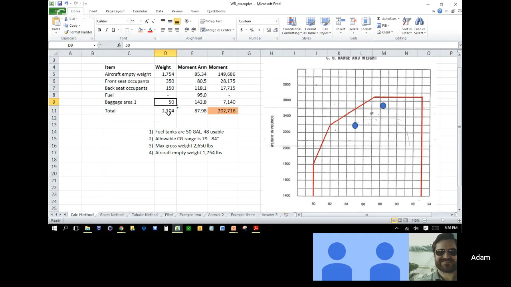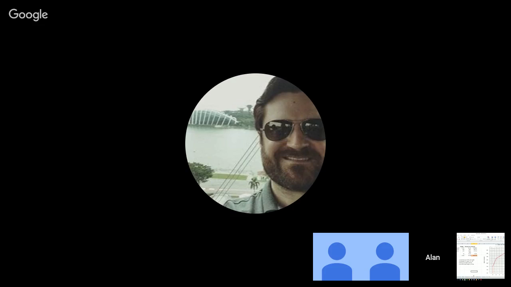So now, obviously, our total weight is lower, 2,300, and because of that, our moment arm for the center of gravity is going to change. Of course, the total moments change as well, because we took a bunch of fuel out. But now let's plot this one, 87.98 and 2304. Okay. Yeah. That's kind of what I expected.